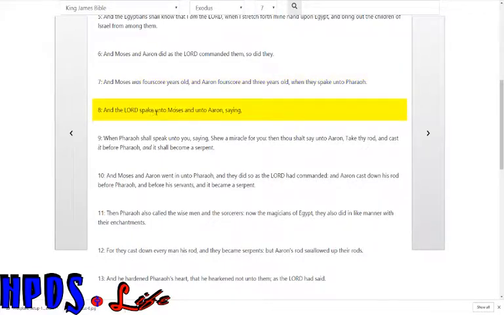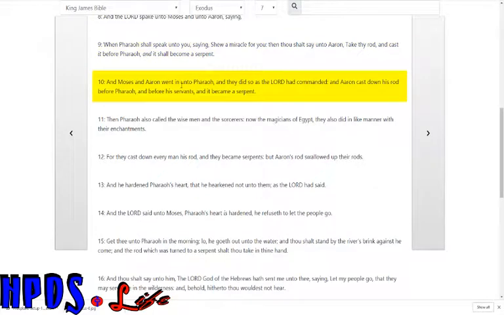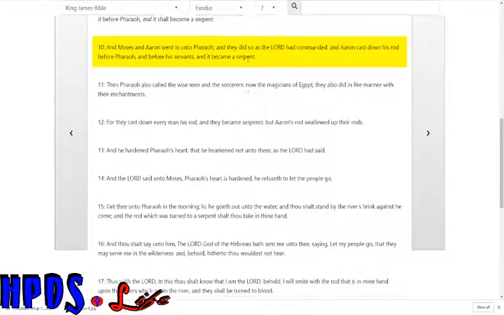And the Lord spake unto Moses and unto Aaron, saying, When Pharaoh shall speak unto you, saying, Show a miracle for you, then thou shalt say unto Aaron, Take thy rod, and cast it before Pharaoh, and it shall become a serpent. And Moses and Aaron went in unto Pharaoh, and they did so as the Lord had commanded. And Aaron cast down his rod before Pharaoh and before his servants, and it became a serpent.